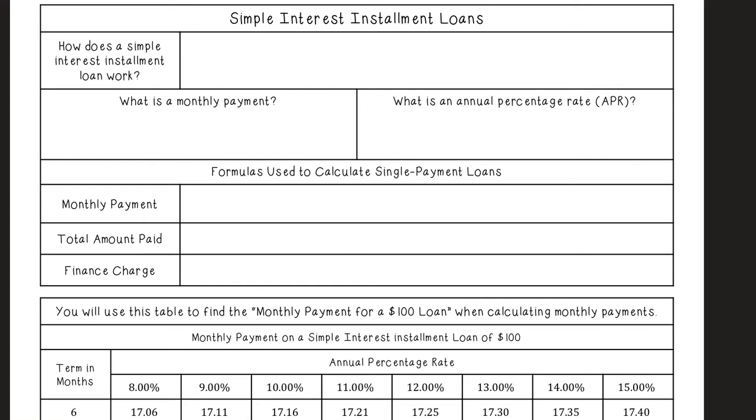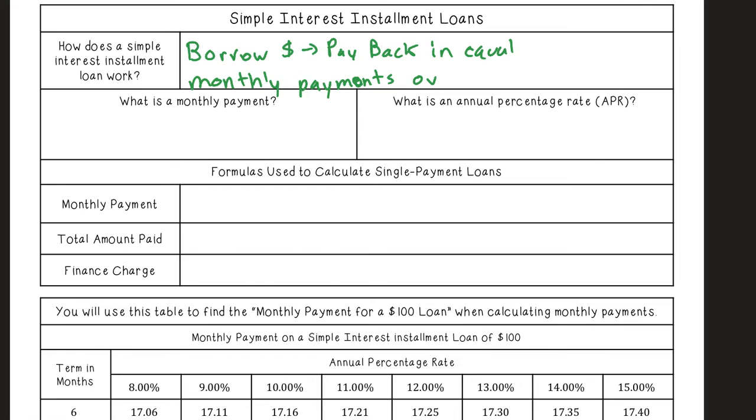So I'm going to explain a few things more about installment loans, but we've talked about some of these things before. How does a simple interest installment loan work? We've talked about this already. Borrow money, pay back. So you pay the money back in equal monthly payments over time. And that's a predetermined amount of time. Could be years, could be less than a year, but usually it's over years.